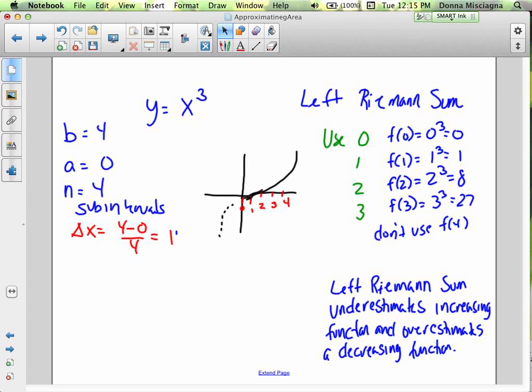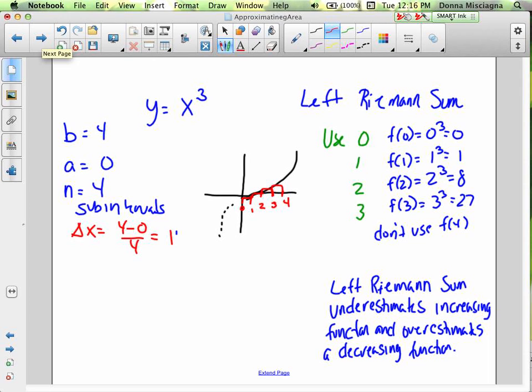All right, so now we draw our rectangles, but we're drawing from the left-hand side. That means the very first rectangle is going to have a very short width. And then we have our second rectangle, and our third rectangle, and our fourth rectangle.